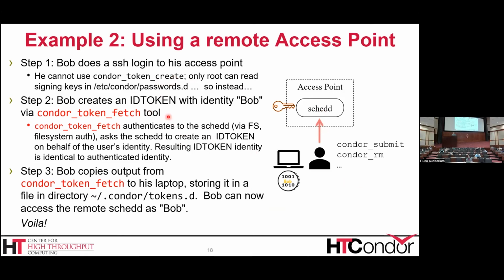But as a regular user, Bob can run condor_token_fetch. What condor_token_fetch does is authenticate to a Condor daemon, by default the schedd, using any authentication method that succeeds. In Bob's case, it'll be FS, or file system, because he's on the same machine. So the schedd knows it's Bob. And then the schedd will create a token, sign it, and give it back to Bob. And the identity will be Bob.